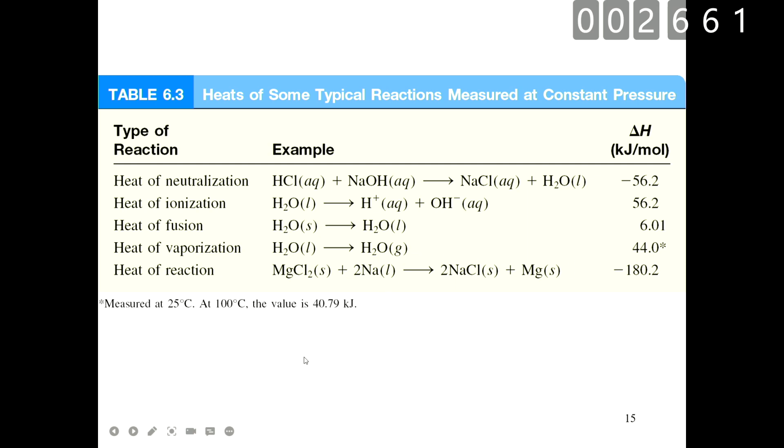So when we use this sample, we should be careful about the conditions. This sample is obtained at 25 degrees.